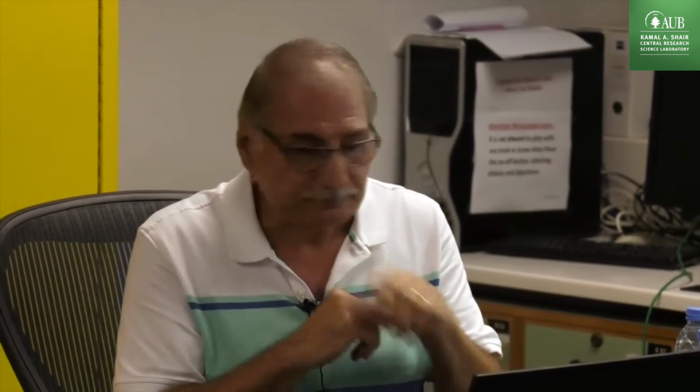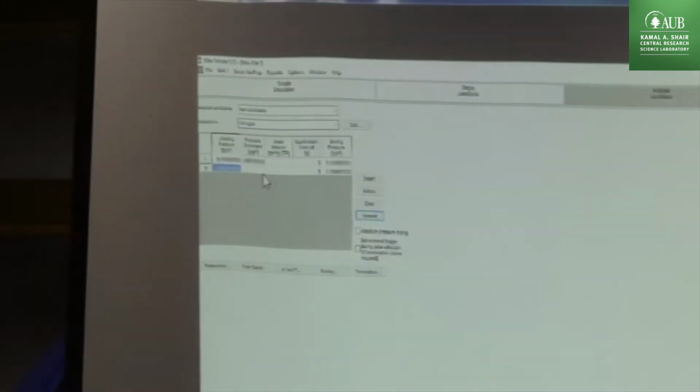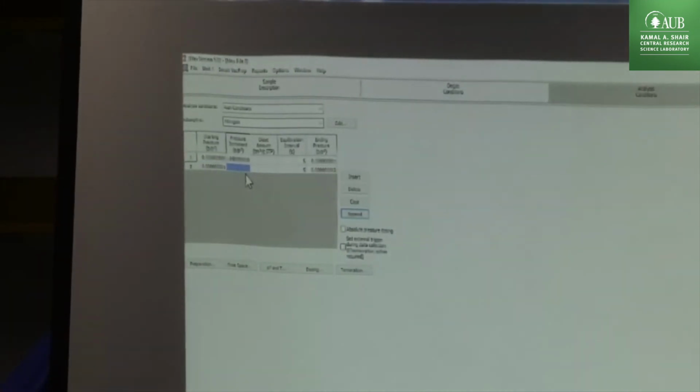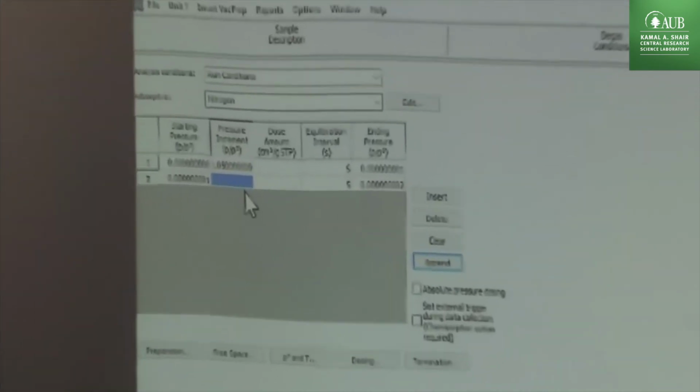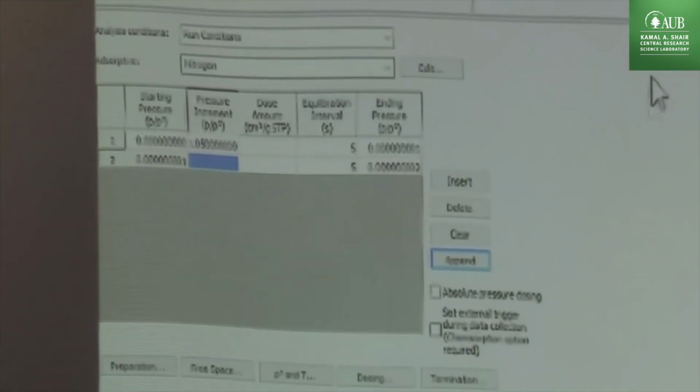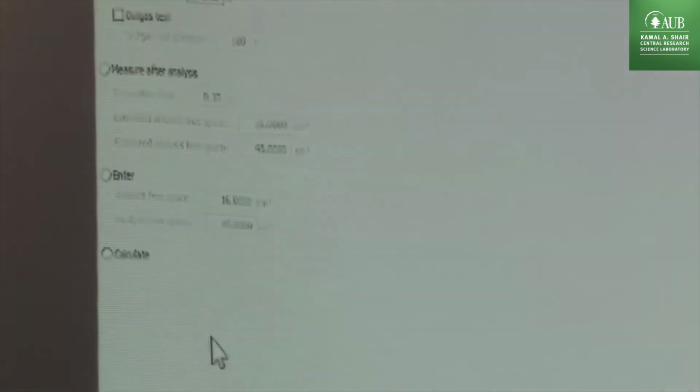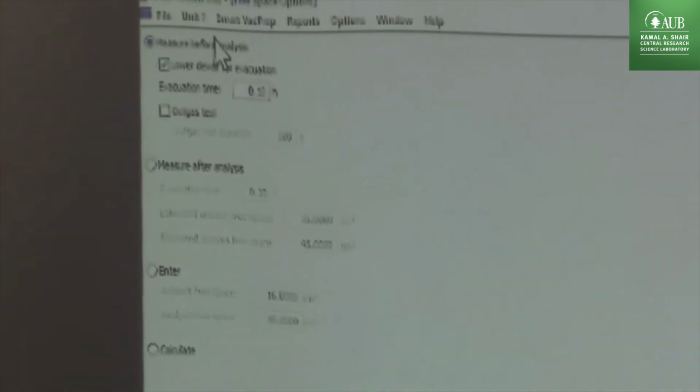Okay. So from there you have the pressure table. You can insert or you can just append and change from there to this one here, and you can select whatever you like. Okay. But we should not do it blind. We need to have an idea about the volume absorbed. Okay, the free space. The free space you can measure.